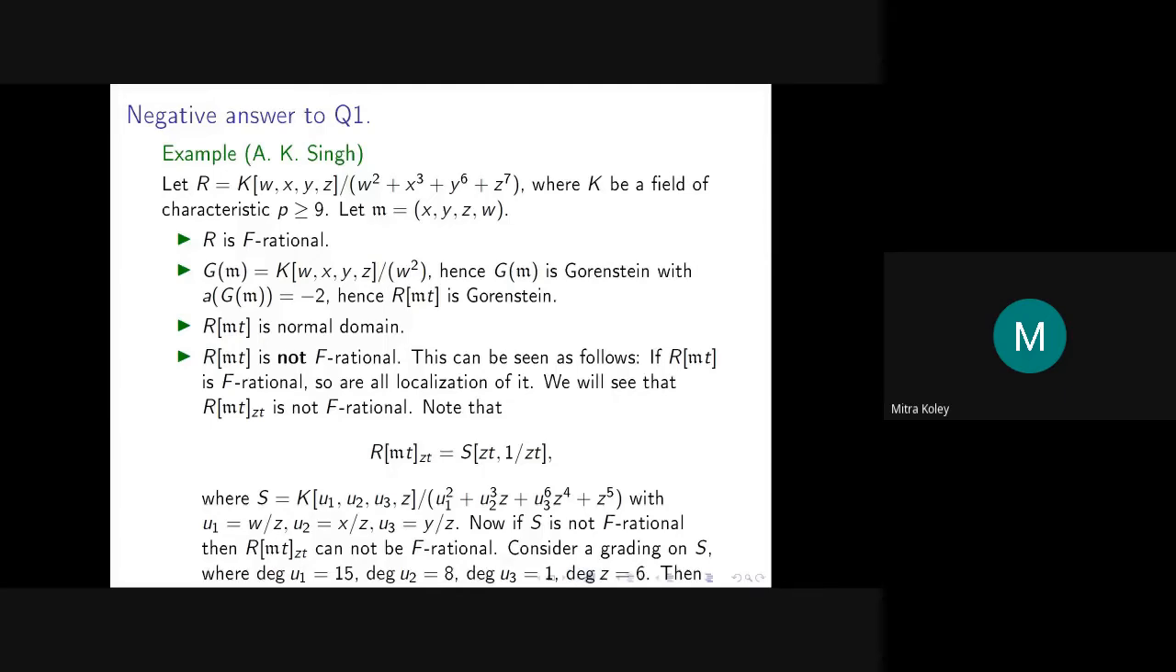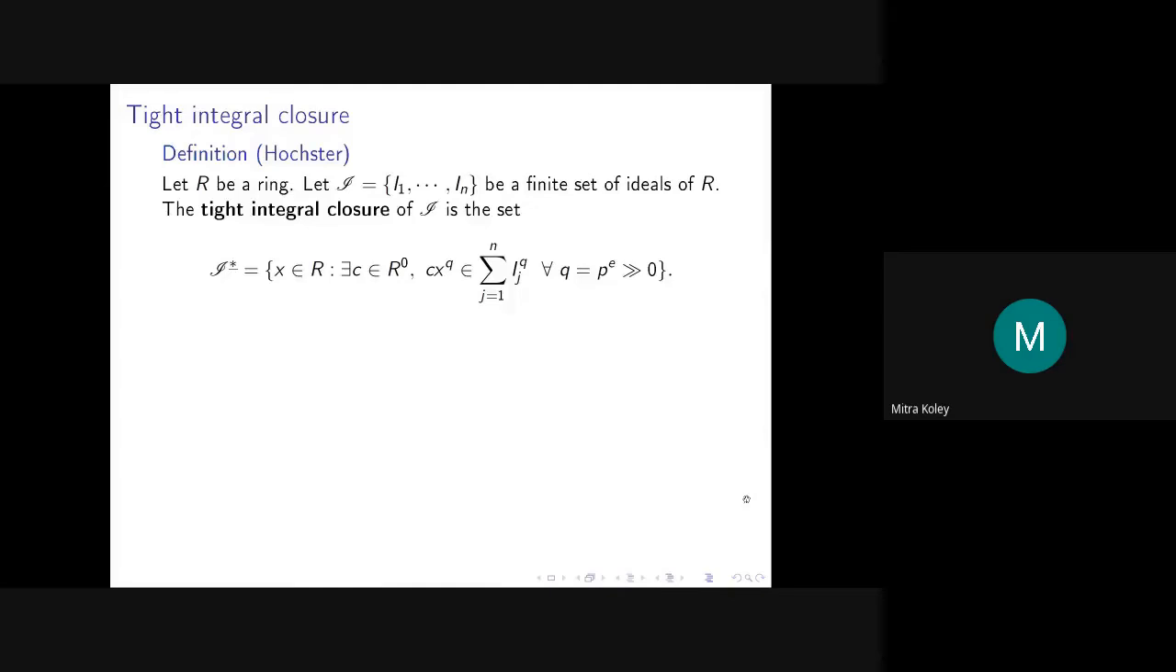So then the a-invariant of S is 0, and if it is F-rational, then the a-invariant has to be negative. But in this case, with respect to this grading, the a-invariant is 0. Hence S cannot be F-rational, and then the proof is complete. Later, this example was also generalized to higher dimension by Hara, Watanabe, and Yoshida, and they also gave a criterion for the Rees algebra to be F-rational in terms of tight integral closure.